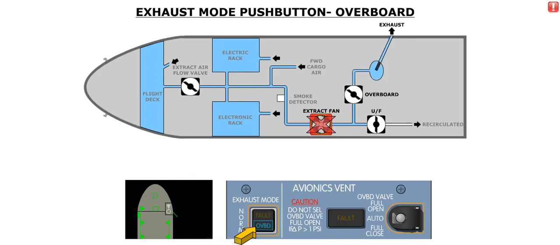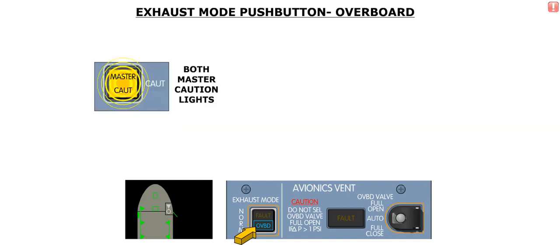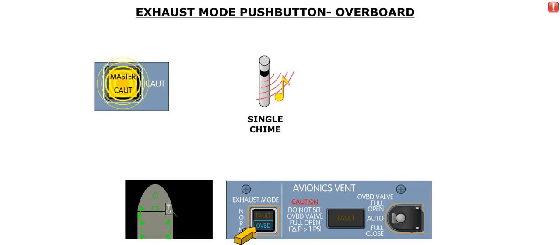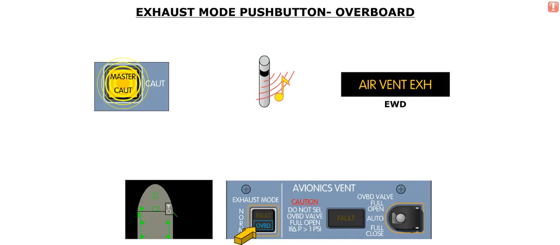Placing the exhaust mode push button to the released out position will turn off the extract fan. This mode would be used in the event the extract fan overheated or was running at too low an RPM. In this mode, the cyan overboard caption will be illuminated in the push button. In addition, both master caution lights flash. A single chime sounds. An amber air ventilation exhaust message is displayed on the EWD. And a cyan exhaust overboard label is displayed on the MFD cabin page.